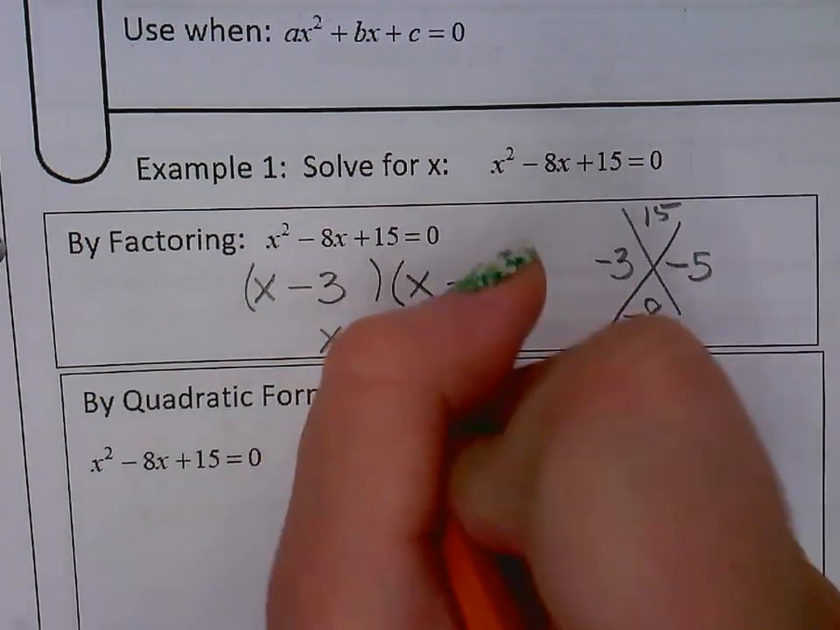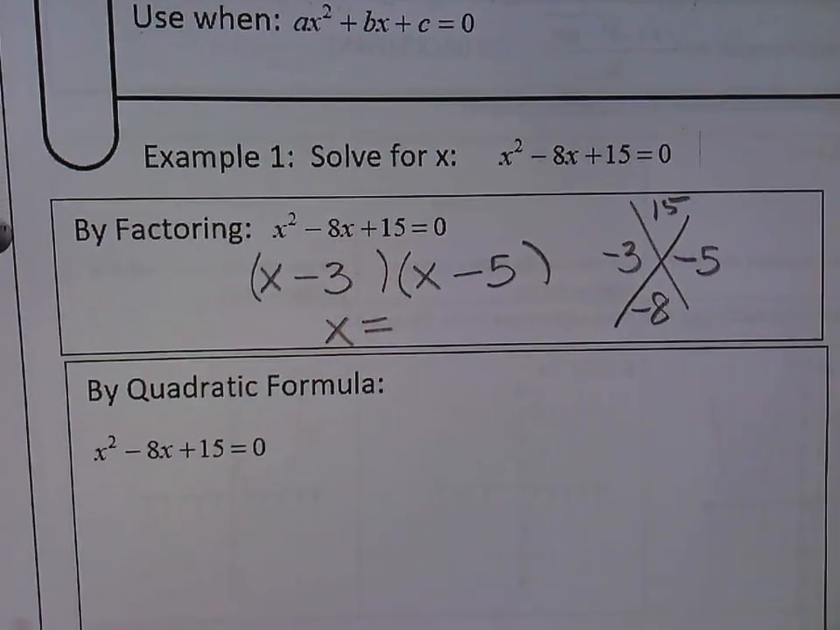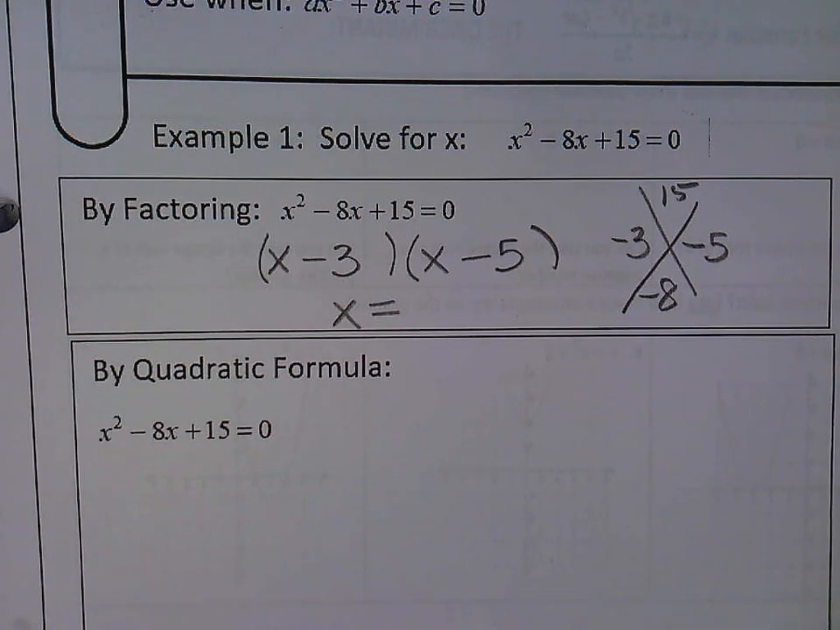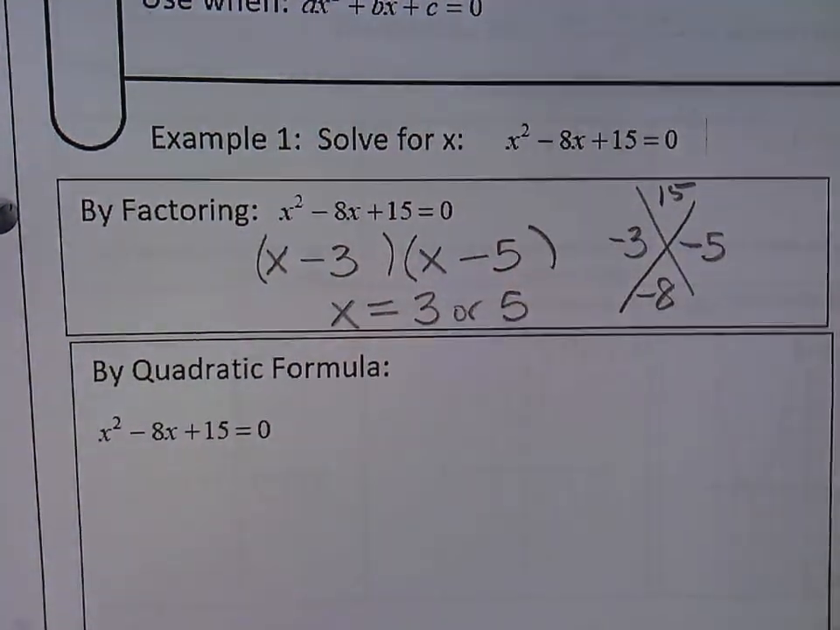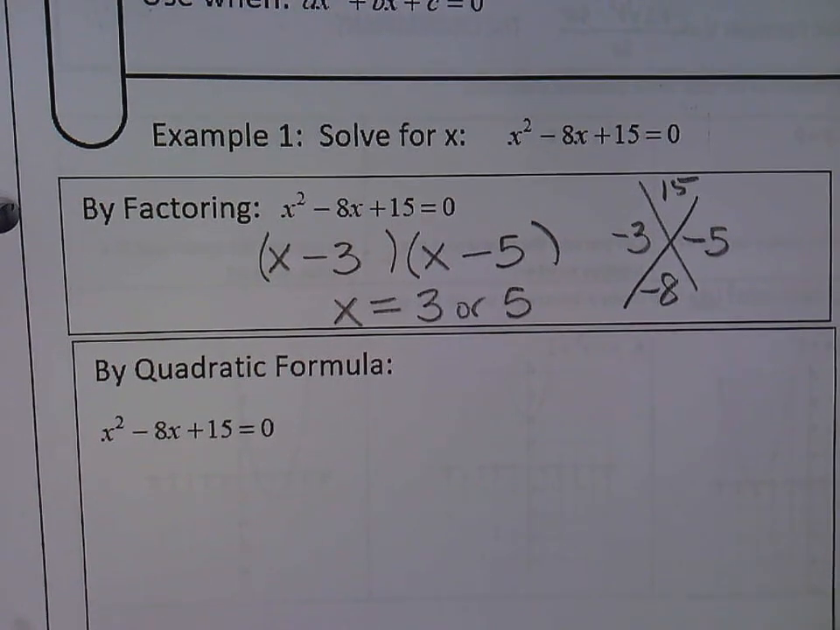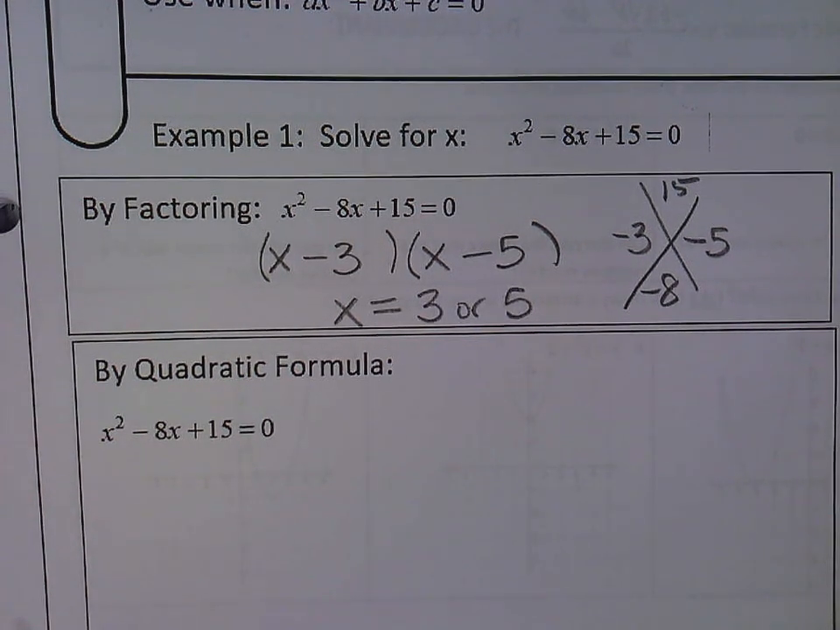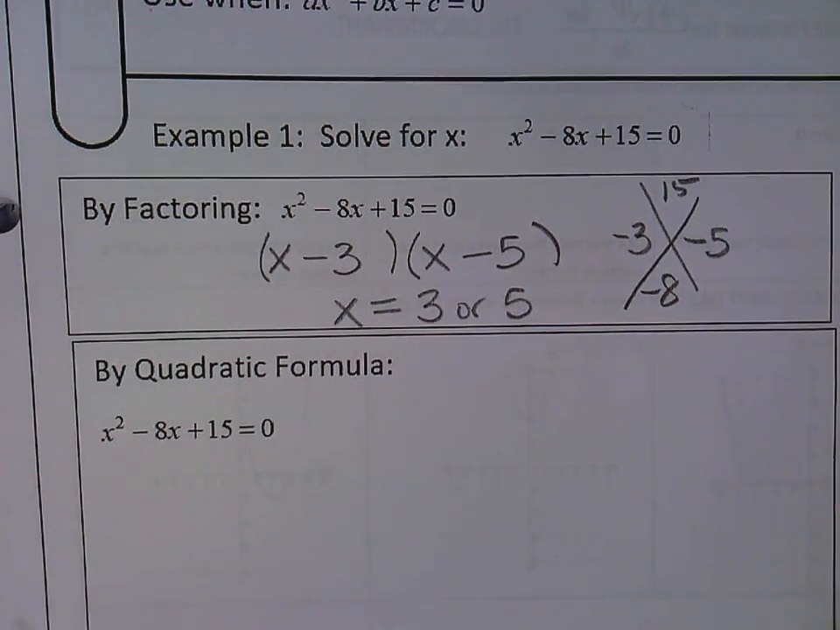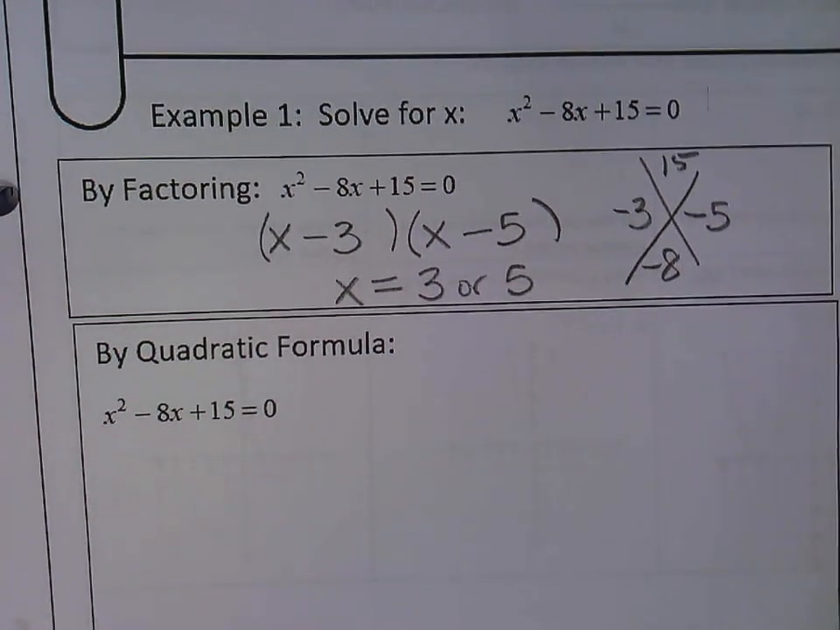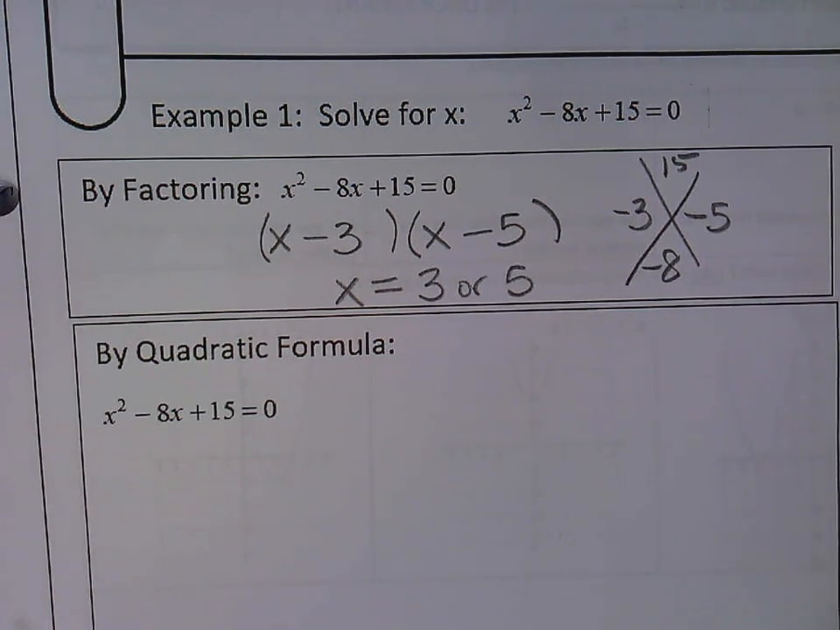What would be the solutions to this quadratic? What are my x-intercepts? 3 or 5. Okay, I want to prove to you that if you use the quadratic formula, you're going to get the exact same answer. And those of you that have been struggling with factoring, if you can't factor it, you could use the quadratic formula and almost like backdoor factor it. So I'll show you how you could take your solutions and figure out the factors.